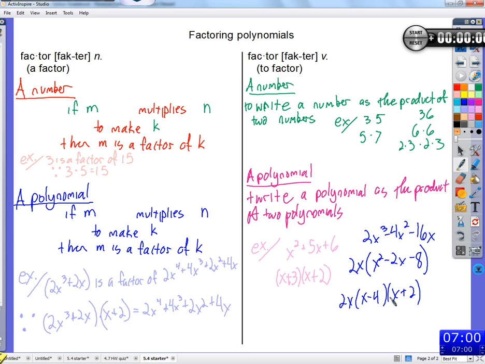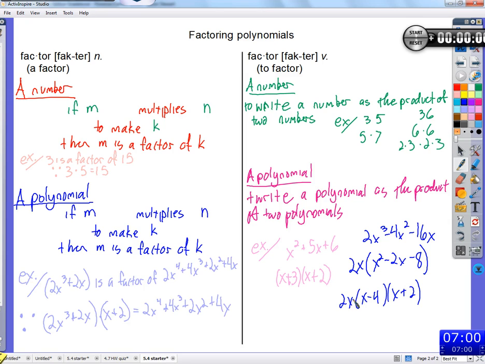You can't multiply two polynomials to get x plus 2, unless we count multiplying 1 times x plus 2. You couldn't have two parentheses with an x in each and multiply those together, because then you get an x squared. We're down to a first degree polynomial, so that's definitely all the way done.